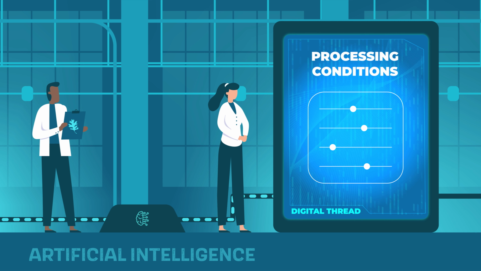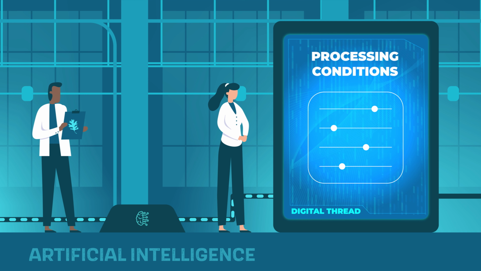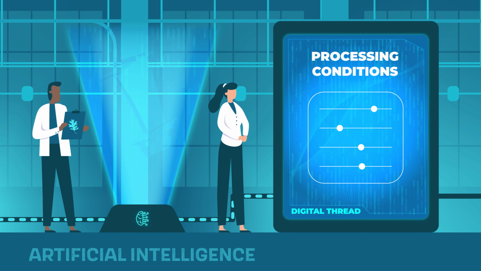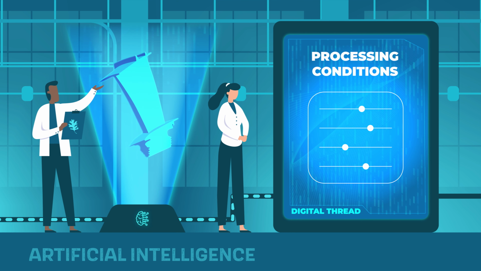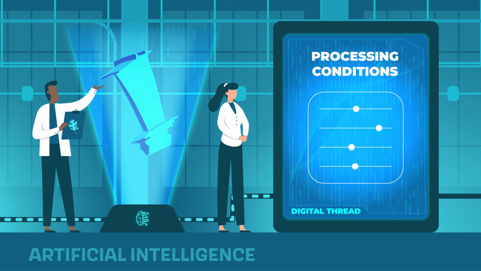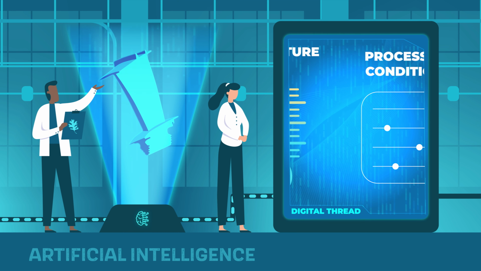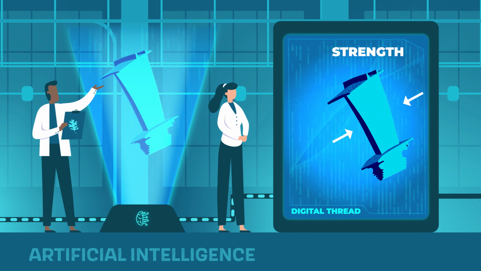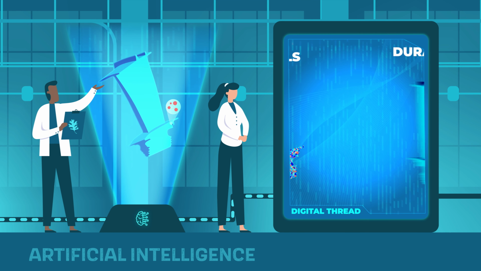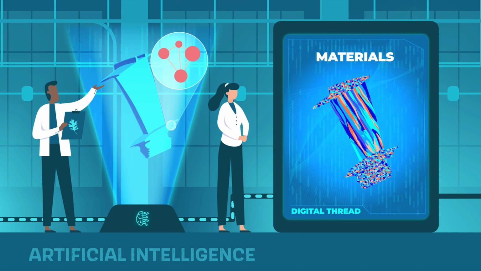Next, artificial intelligence is used to optimize the processing conditions in order to meet the performance requirements. At this time, a simulation of the process can be used to further make decisions regarding manufacturing. This optimization occurs across all relevant length scale properties that influence performance, such as temperature, strength, and durability, and can even be controlled at the microstructural level.